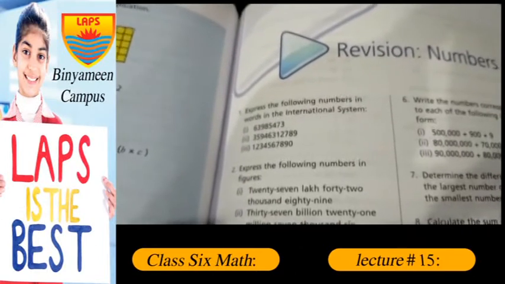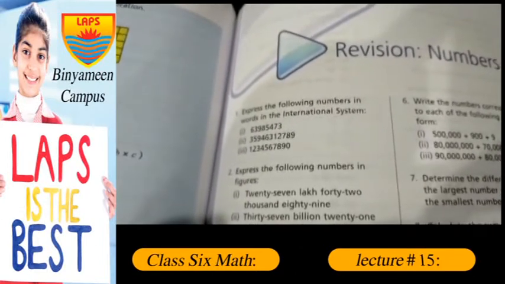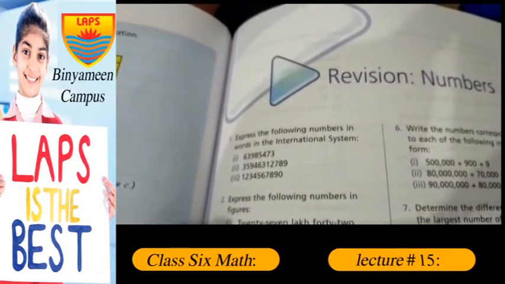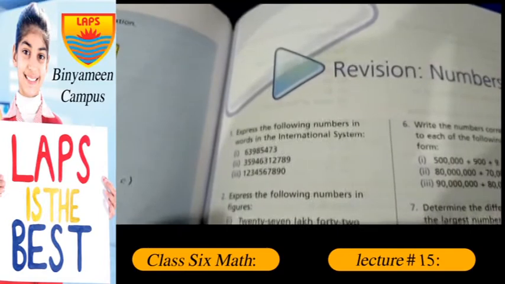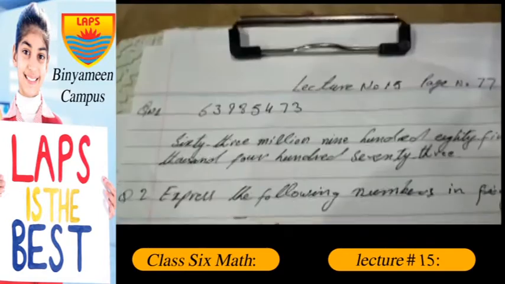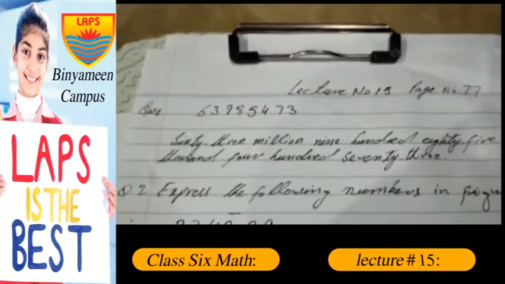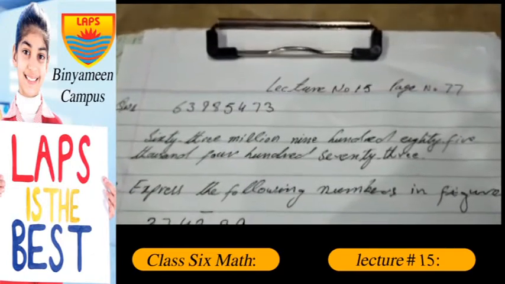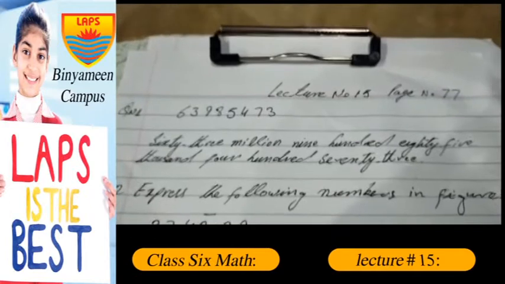Lecture number 15. Express the following number in words in the international system: 63,985,473. Question number 1. 63,985,473.